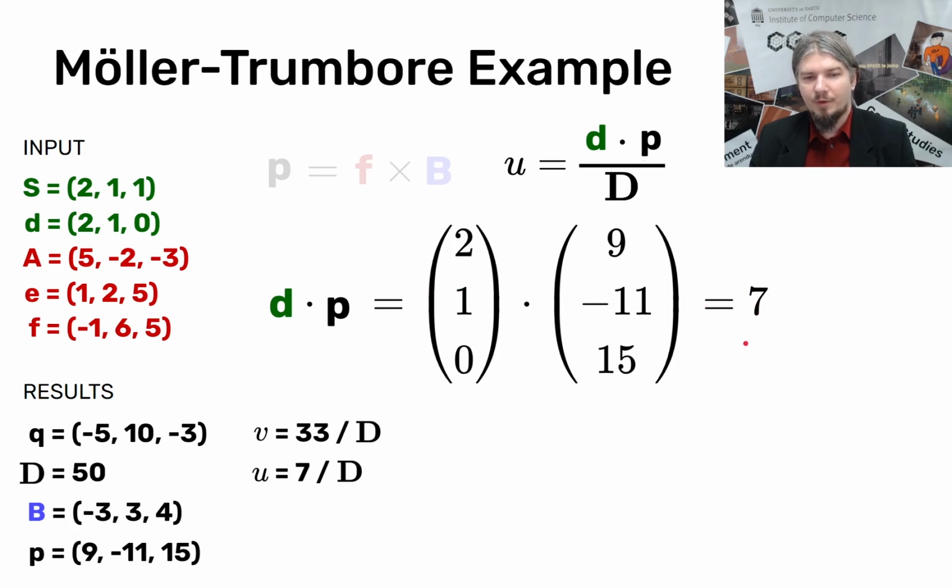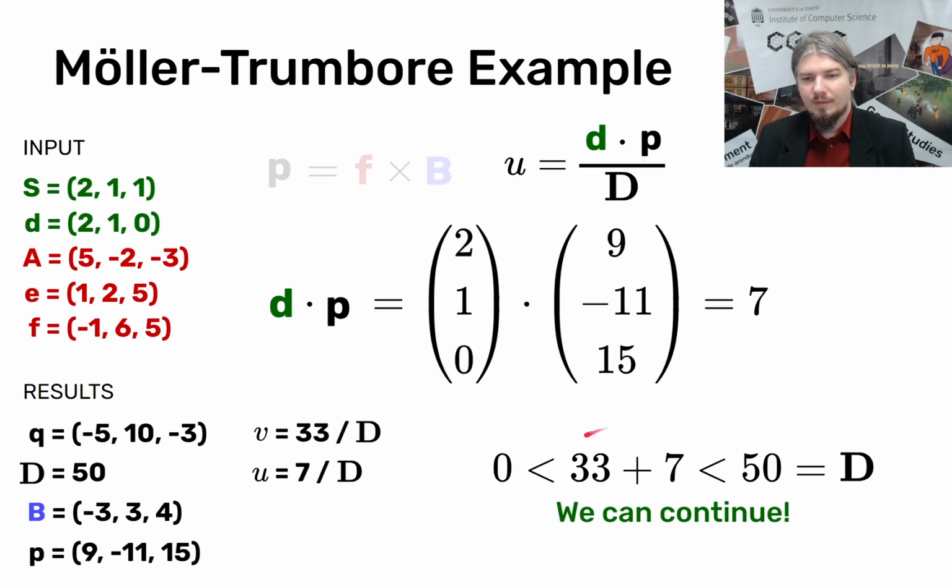And now we can perform a similar check to before. But here, let's add this 7 to 33. Because if this sum is greater than 50, then we are also outside the triangle. And if this 7 would have been greater than 50, then this sum would also have been greater than 50. So instead of checking separately, is 7 greater than 50 and then is this sum greater than 50, we just do one check. And of course we also check against 0. Right now 33 plus 7 is 40 and this is between 0 and 50, so we can continue.